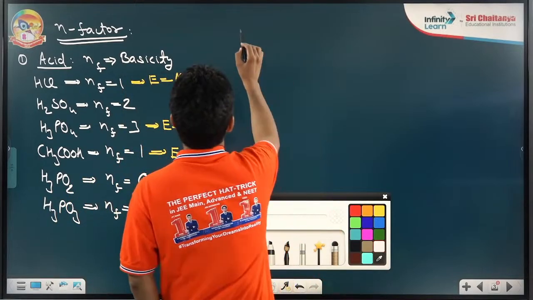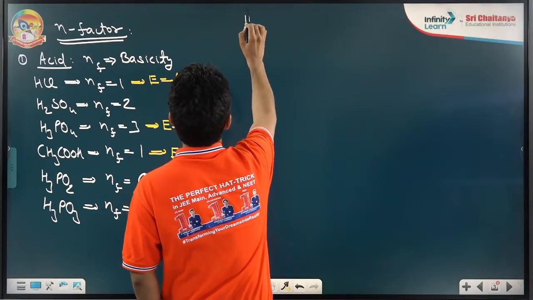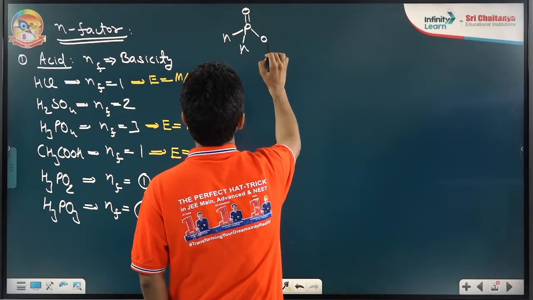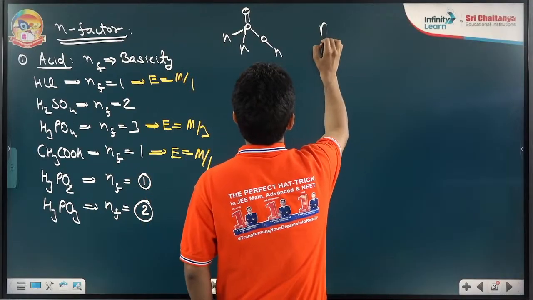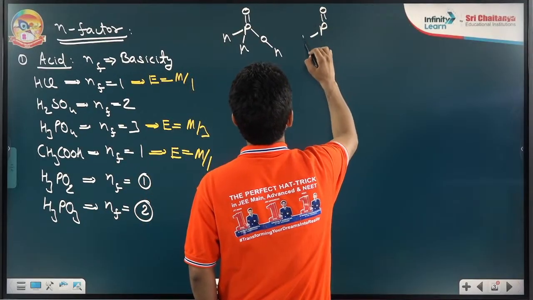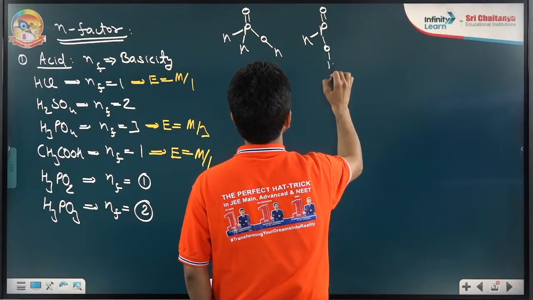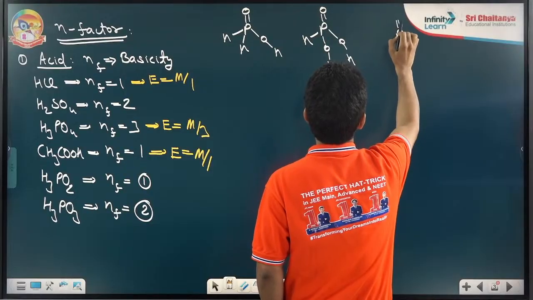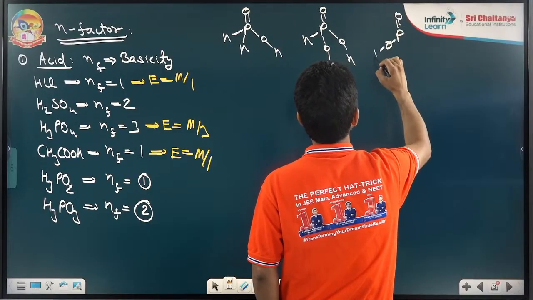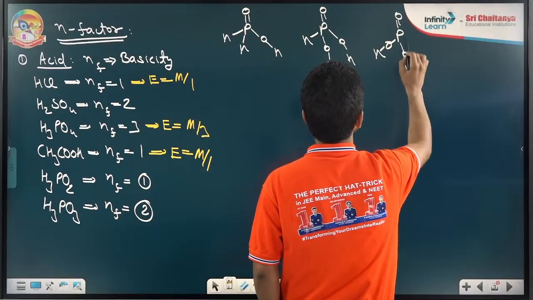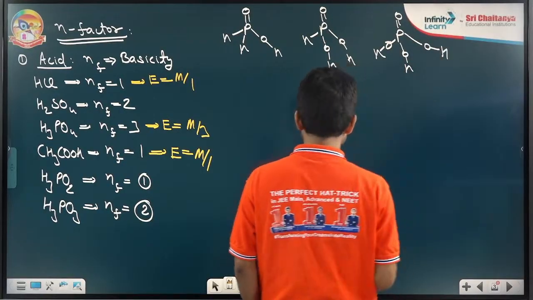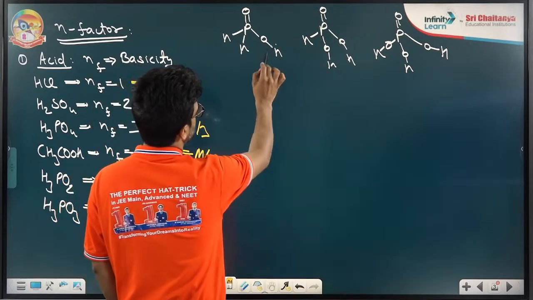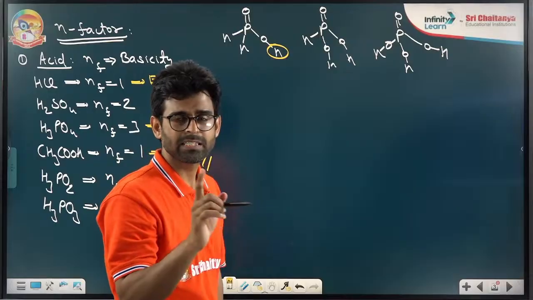Look at this, H3PO2. Actually, H3PO2 has this structure. It has a P-H bond, and here we have OH. Here also, if you see, it has H here, 1, and here 2 OH. And the next one, H3PO4, has 3 OH. It can release all 3 hydrogens. H3PO2 can give only 1 hydrogen. That's why its n factor is 1 only.